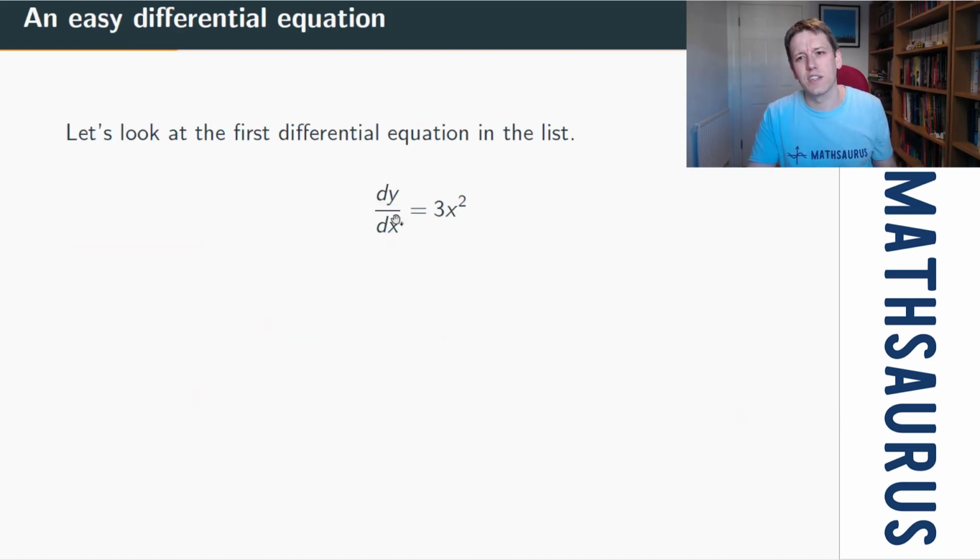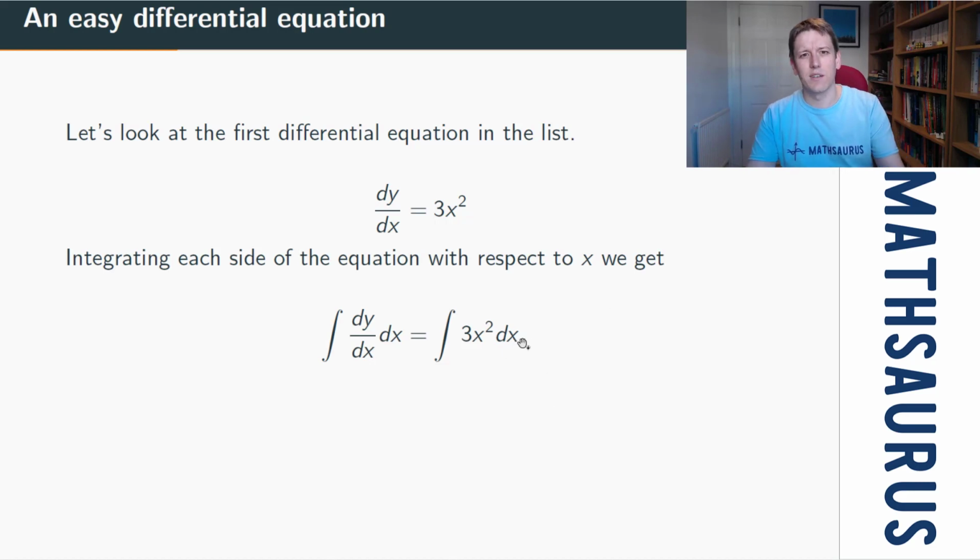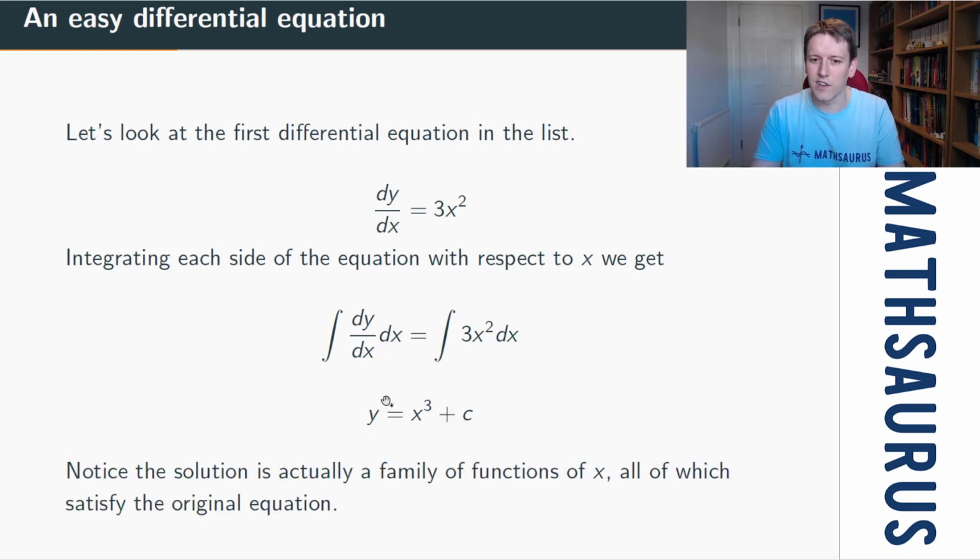So that first differential equation on the list, dy by dx equals 3x squared, what's this saying? It's just saying, can we find a function that when we differentiate it gives 3x squared? So really, you've come across this problem in integration already. So if I wrote this down slightly formally, I would say if I integrate the left-hand side with respect to x and the right-hand side with respect to x, I would get this, and then the integral of the derivative is just the original function, so this becomes just y, and we know how to integrate 3x squared, we get x cubed plus c.